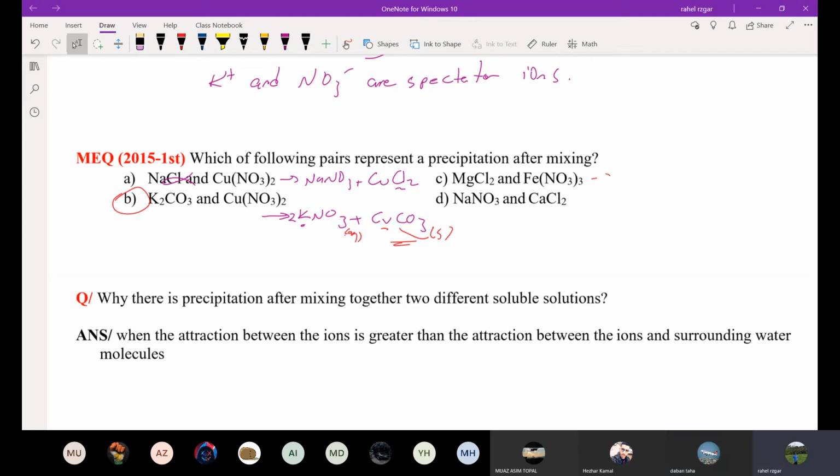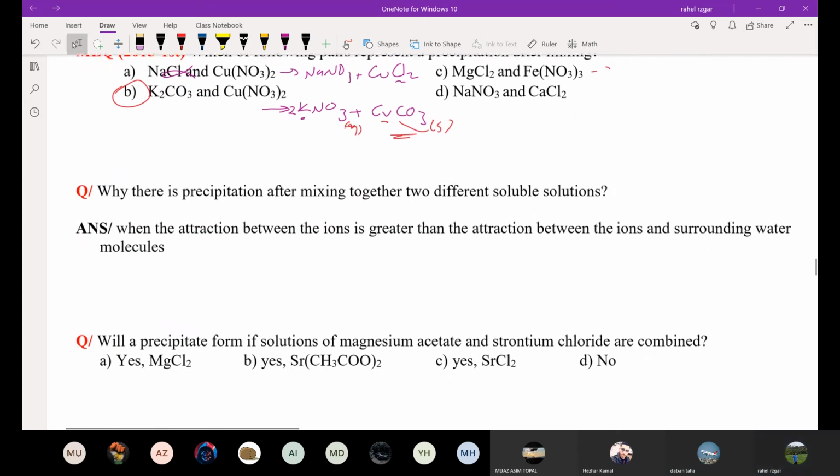All right. Let's look at the next question. Why is there a precipitation after mixing together two different soluble solutions? Why is there a precipitation? Why do they contact each other? I have answered that before. The answer is because the attraction between the two ions is greater than what? Than the attraction between the ions and the water. So the water cannot separate them.